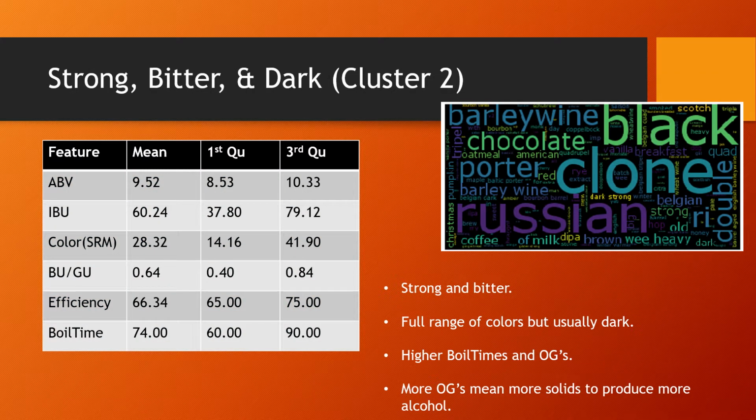Cluster number 2, I call this the strong, bitter, and dark cluster. Completely different than the other cluster, strong and bitter. Full range of colors, but usually dark. Higher boil times than original gravities. As mentioned before, original gravities translate to more solids, and more solids produce more alcohol. As you can see, alcohol by volume is 9.52 compared to 5.25 from the previous cluster, which is twice as much. Bitterness units is at 60 compared to 30 from the previous, so twice as bitter as well.